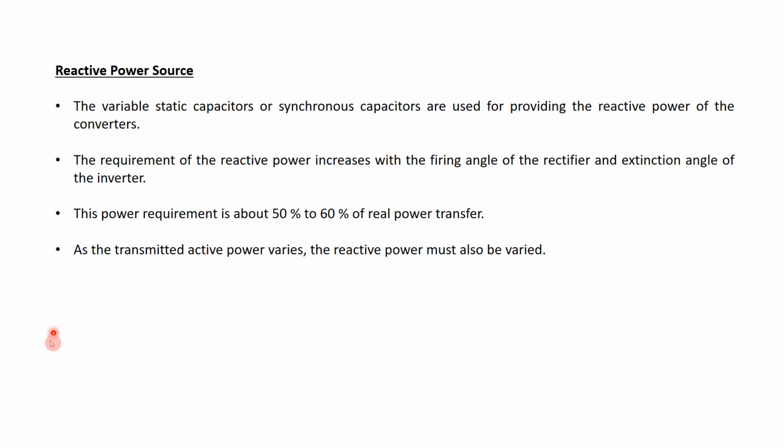So this power requirement is about 50 to 60% of the real power transfer. You understand a huge amount of real power, reactive power is required, because the alternator generates apparent power. The synchronous generator or alternator can produce both active power and reactive power. But the AC transmission line consumes reactive power, while in a DC transmission line they do not consume reactive power. But the converter station does consume reactive power.